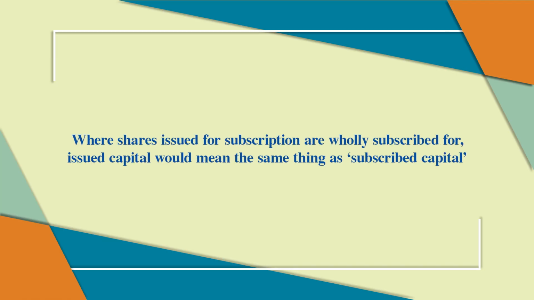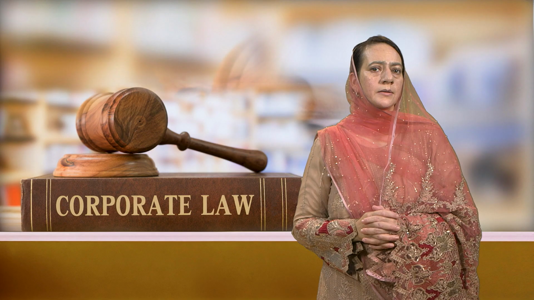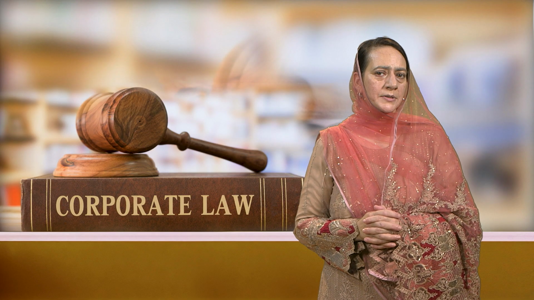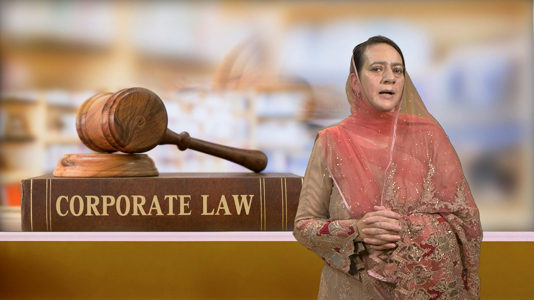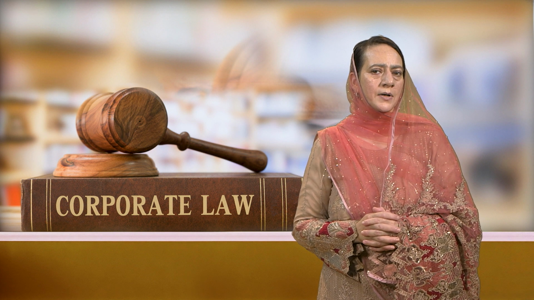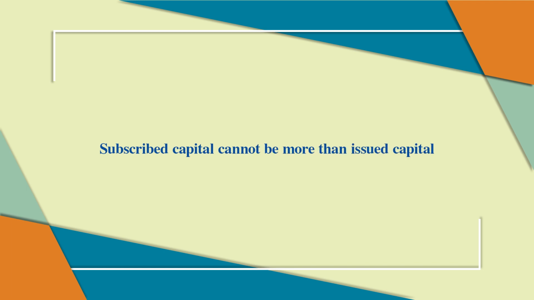Where shares issued for subscription are wholly subscribed for, issued share capital would mean the same thing as subscribed share capital. That part of the issued share capital which is not subscribed by the public is called unsubscribed capital. Subscribed capital cannot be more than the issued capital.